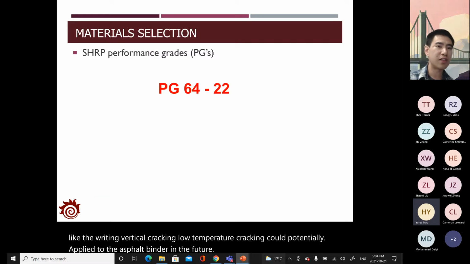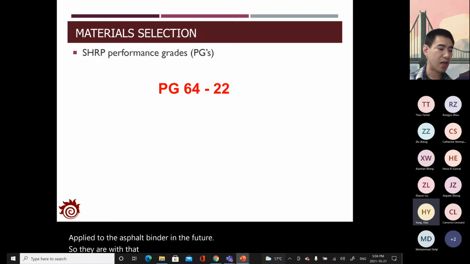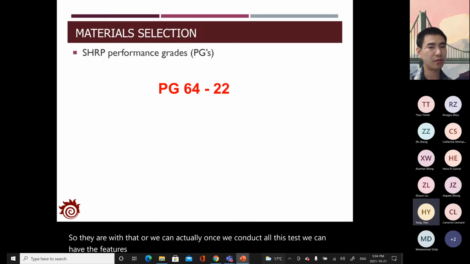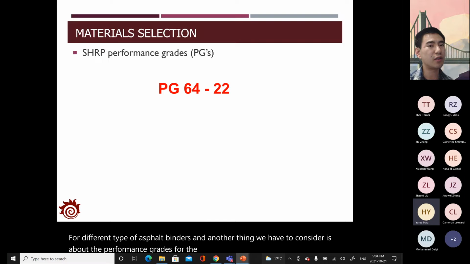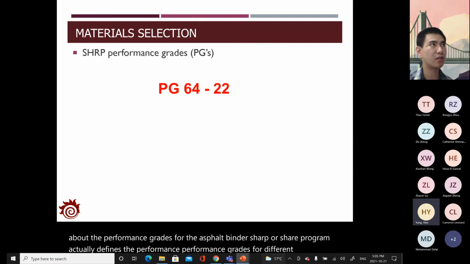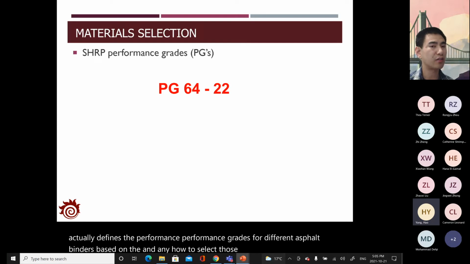So with that, once we conduct all these tests, we can have the features of the asphalt binder for different types of asphalt binders. And another thing we have to consider is the performance grade for the asphalt binder. The Superpave program defines the performance grade for different asphalt binders, and you have to select those asphalt binders based on the climate conditions.